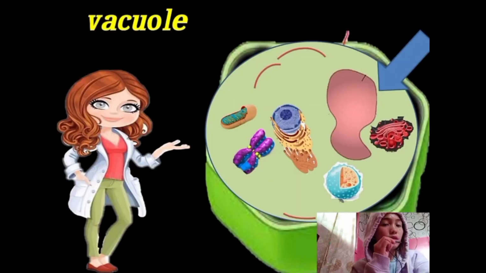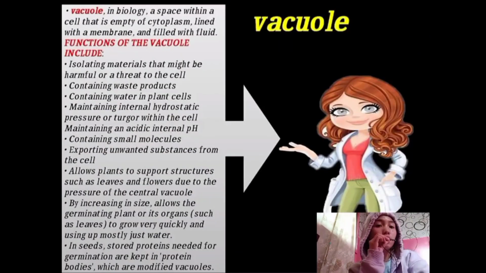So let's proceed to the vacuole. A vacuole is a space within a cell that is empty of cytoplasm, lined with a membrane, and filled with fluid. So the vacuole is a membrane-bound organelle. In animal cells, vacuoles are generally small and help sequester waste products. In plant cells, vacuoles help maintain water balance. Sometimes, a single vacuole can take up most of the interior space of the plant cell.